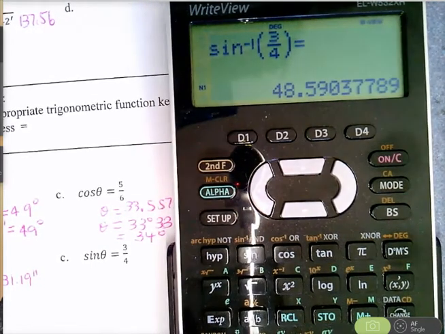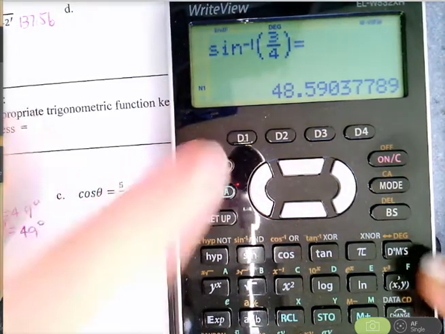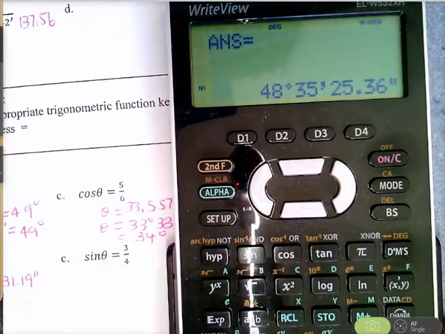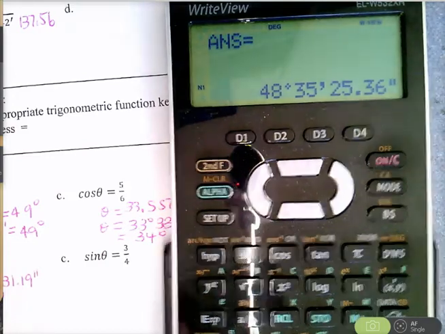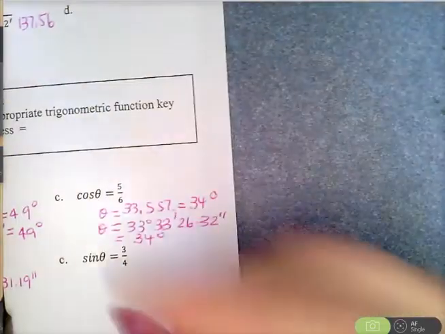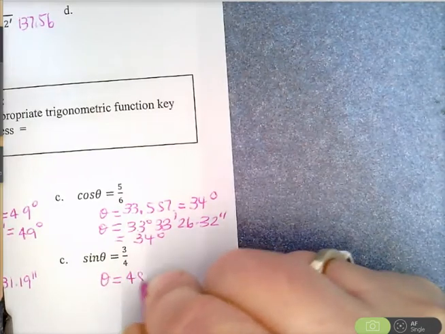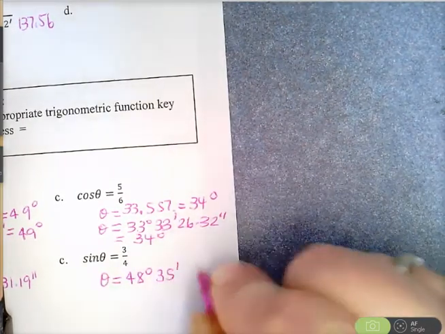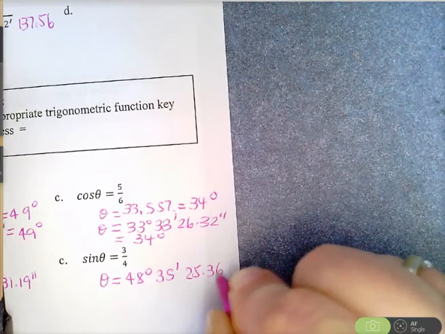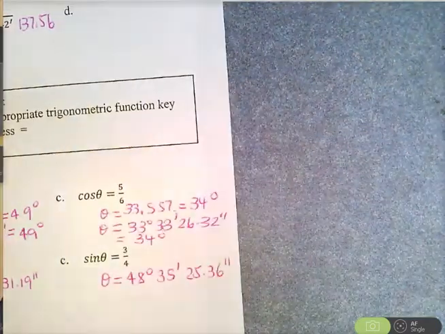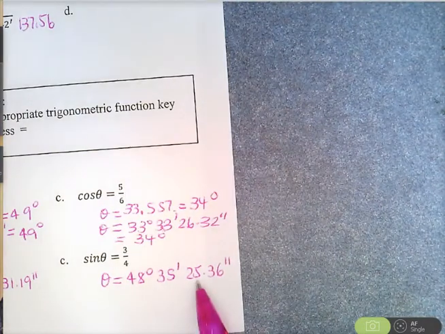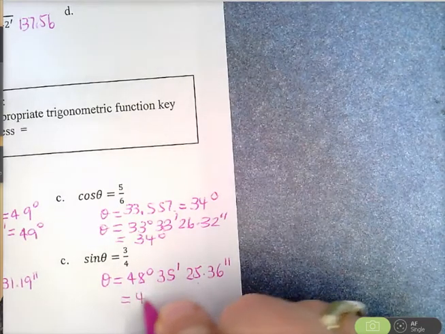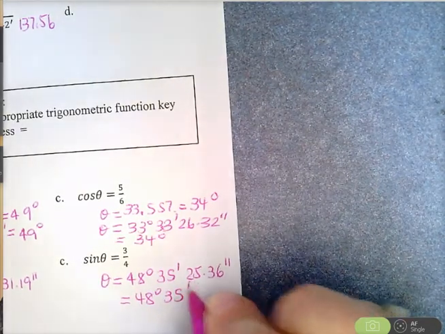48.59. Now to round to the nearest minute, I'm going to need it to be in degrees, minutes, seconds. Press second function DMS and record that. So I'm just going to move it over so I can record it. So I've got theta equals 48 degrees, 35 minutes, 25.36 seconds. So you've already seen that. Now I've got degrees, minutes, seconds. Now I've got less than 30 seconds, so the minute stays the same. So it's 48 degrees, 35 minutes.